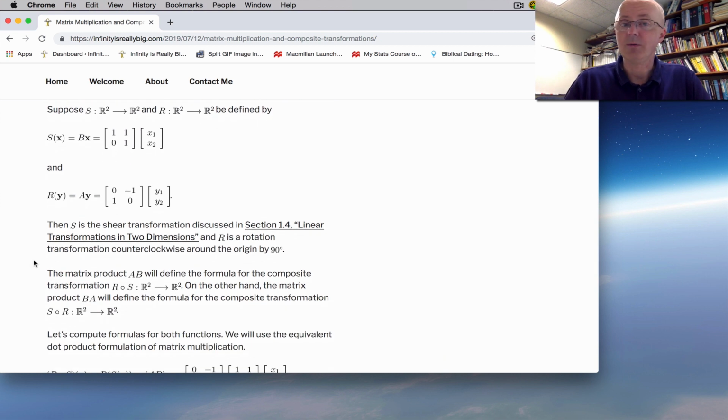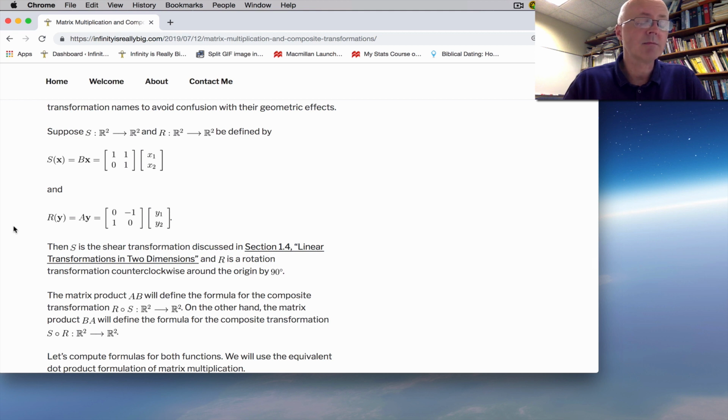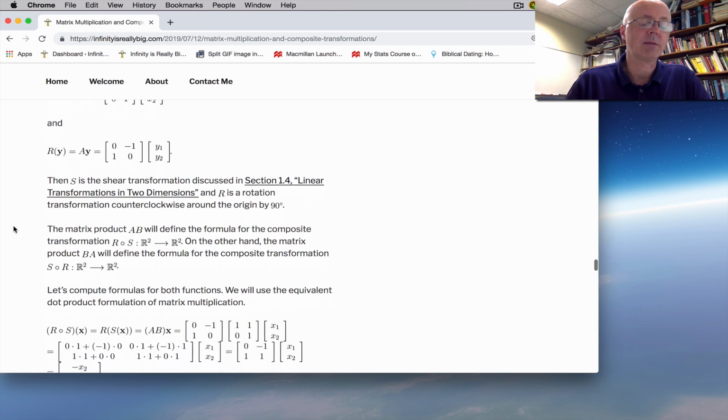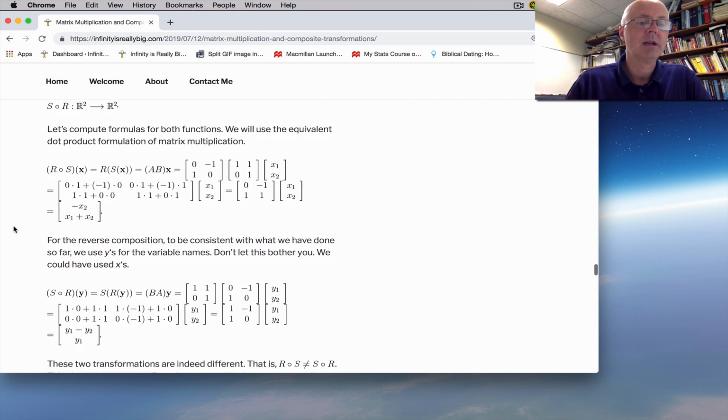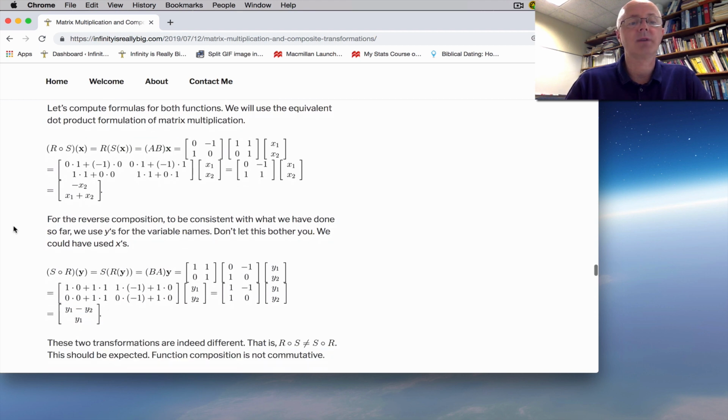Both compositions can be formed, by the way. These matrices are square, 2 by 2. The number of rows equals the number of columns, and you can compose R compose S and S compose R to get 2 different answers, and we'll see that we get 2 different functions. Here they are. I am using different letters for the variable inputs. I didn't have to do that, but just to distinguish the formulas a little bit. But the key thing is the operations are different.